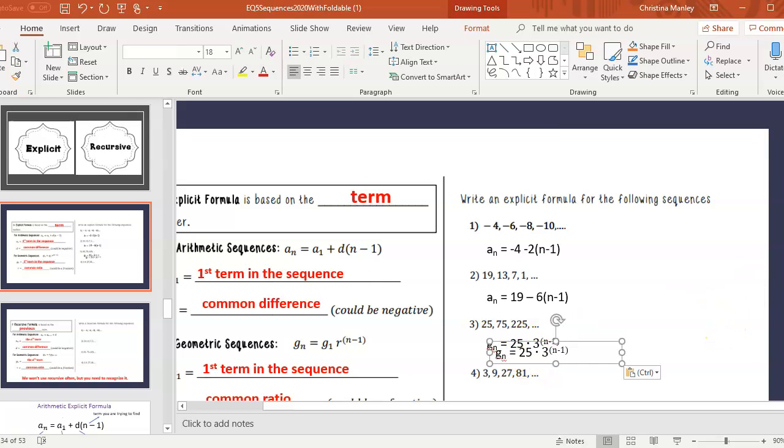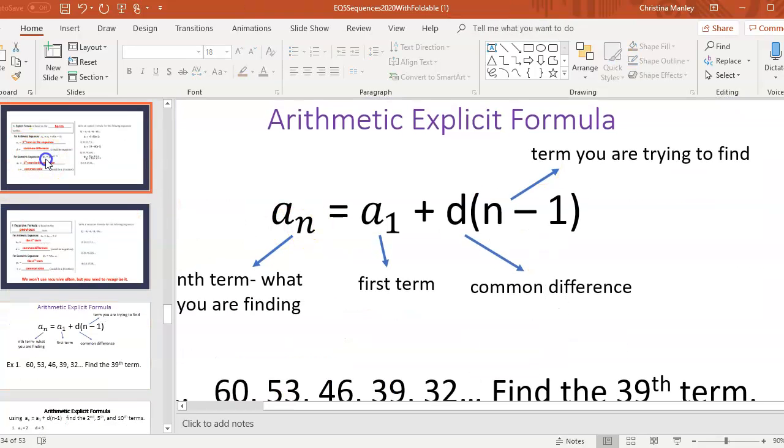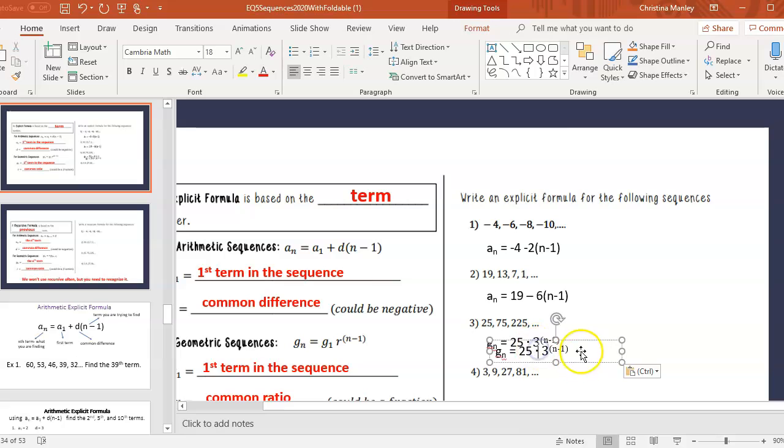All right, one more example for explicit. Okay. All right. So this time we have 3, 9, 27, 81. Again, we're getting larger and larger and larger. So again, we're multiplying. 3 times what is 9? 3. 9 times 3 is 27. Yes. 27 times 3 is 81.